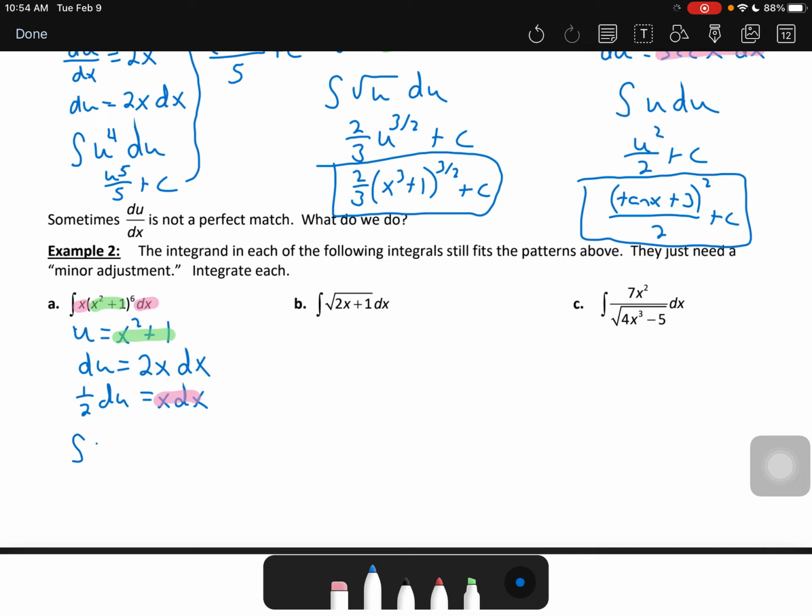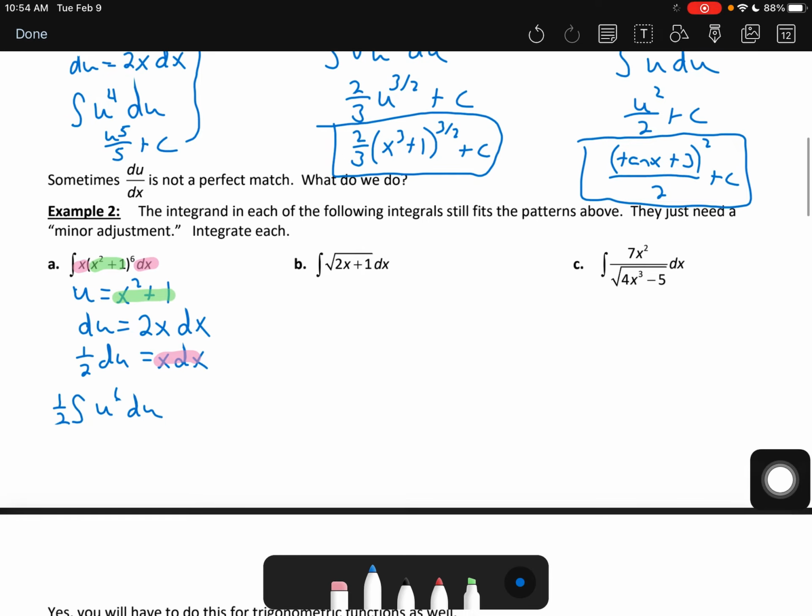u to the 6th, and then I have times 1/2 du, right? Now that 1/2, I'm just going to take that right out here right away. The 1/2 is a constant. You can just pull that out, and then it's still pretty easy to work with, okay? And now I can integrate u to the 7th over 7, so I have 1/2 u to the 7th over 7, and over 7, really, that's going to change this to a 1/14 in front, plus c, right?